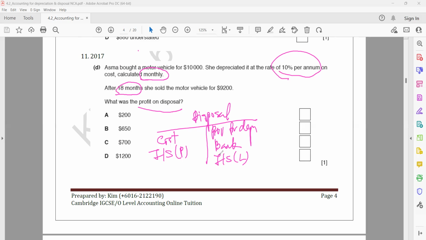Anybody? The most important is how to calculate this depreciation for 18 months. They say 10% per annum. The 10% from here: 10,000 times 10%. Annum means 1 year. This is calculated by month. 1 year is 12 months. You need to calculate 18 months. Get this one correct, put it inside. Then you should be able to count this one.